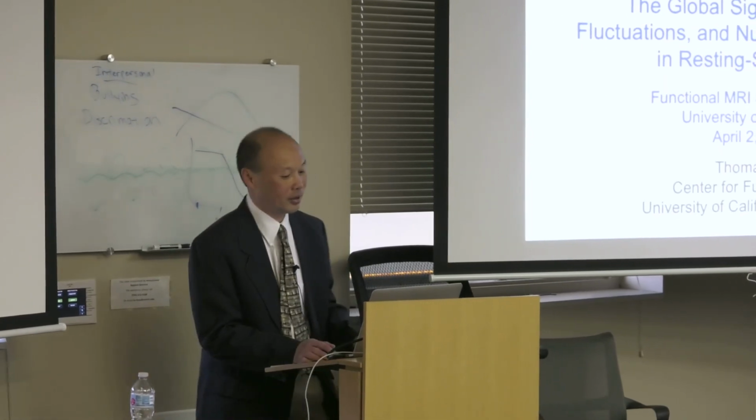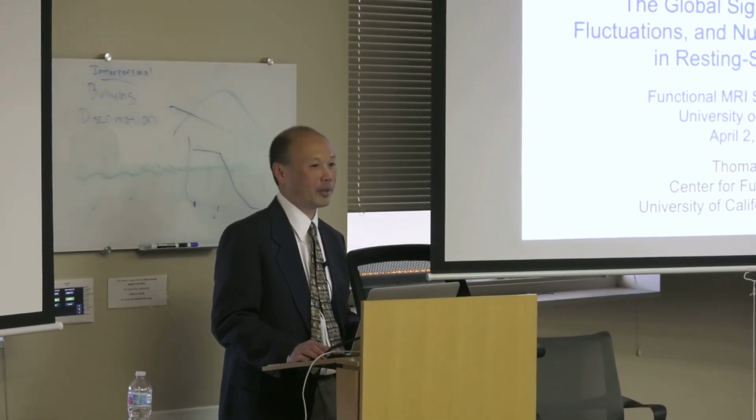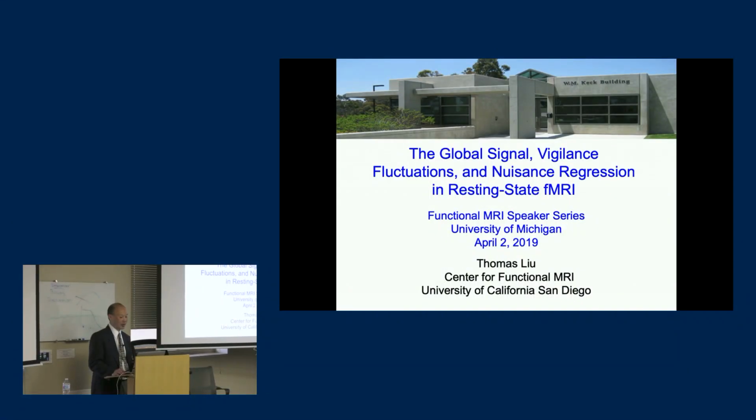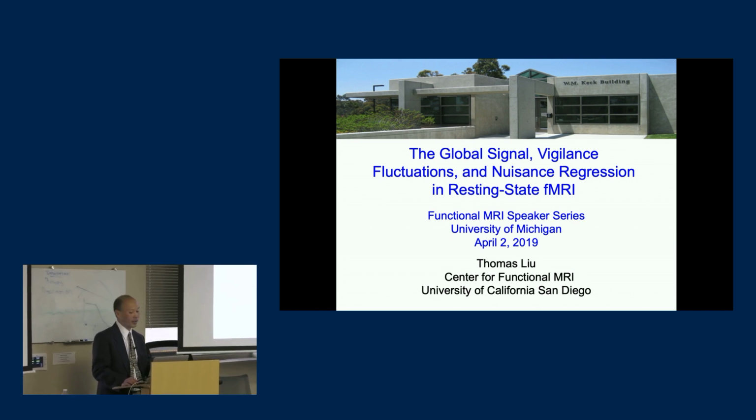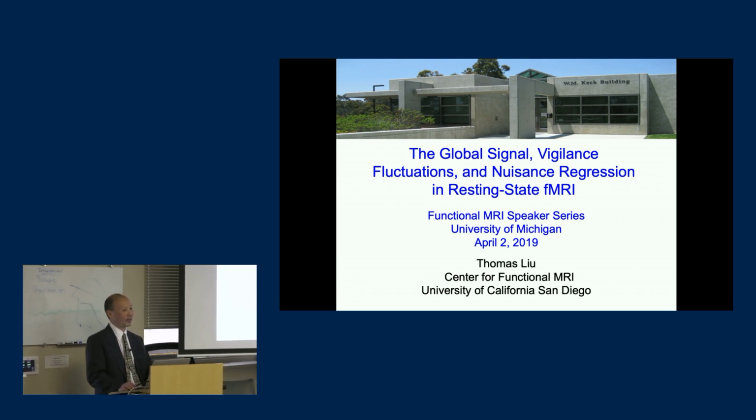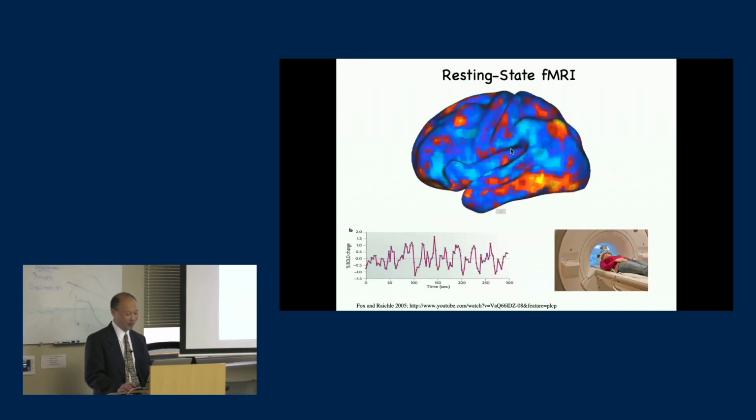So today I'd like to talk about 3 different topics in resting state fMRI that we've been looking at over the past, say, 5 years or so. The 3 things that we'll talk about are the global signal, vigilance fluctuations, and nuisance regression. Now, actually all 3 are related, so I'll be talking about all 3 at the same time in a way, but that's the general scheme of things.